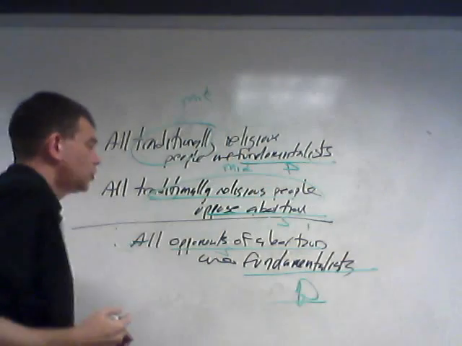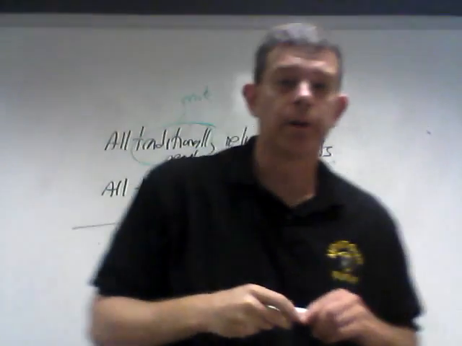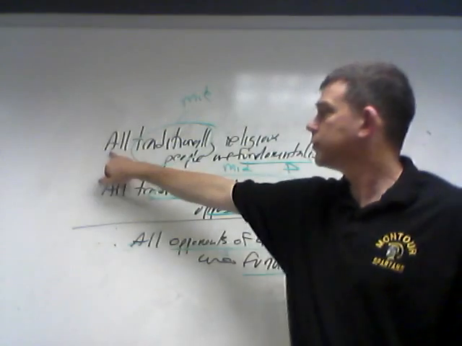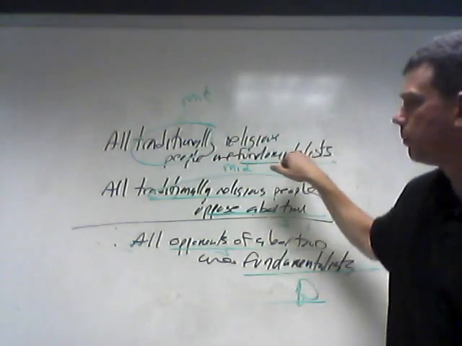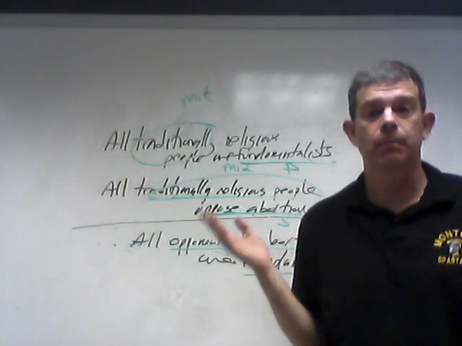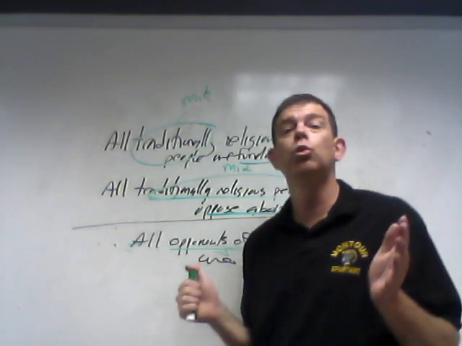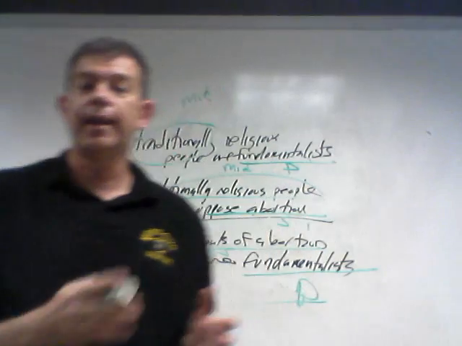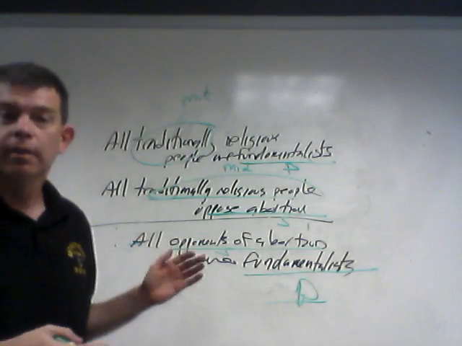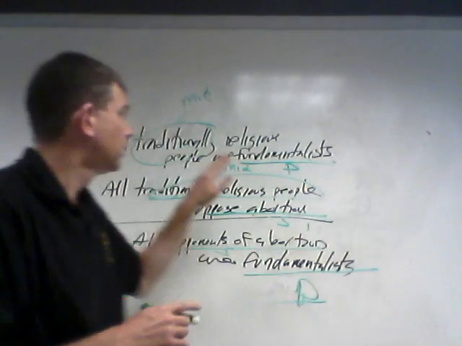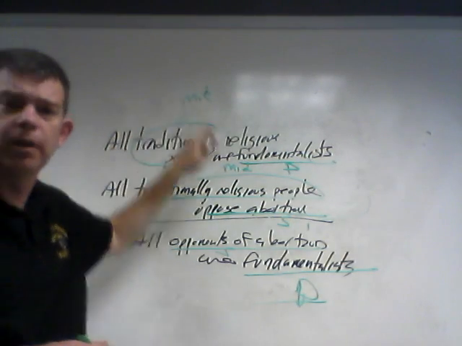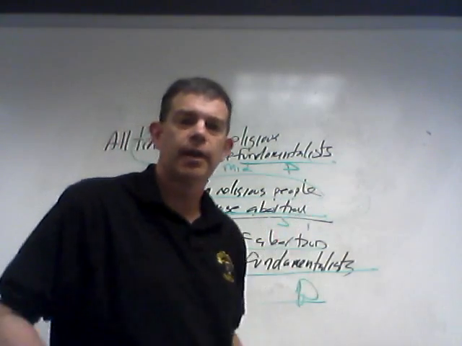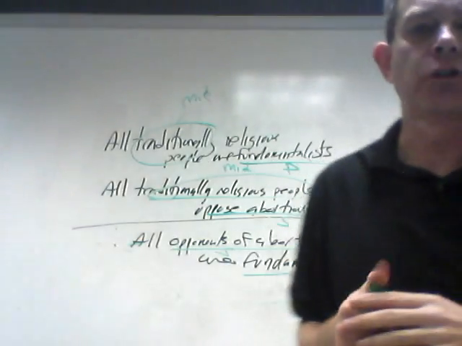Okay? Let's check and see if the middle term got distributed at least once. Here's an all S is P. All traditionally religious people are fundamentalists. That's an A statement, right? And if you look at that cool little chart I just designed for you, in an A statement, what gets distributed? That's right, that would be the subject, which would be traditionally religious people. Ooh, bingo, middle term distributed, hooray for us. Okay, so we're pretty happy with that. Middle term has been distributed.